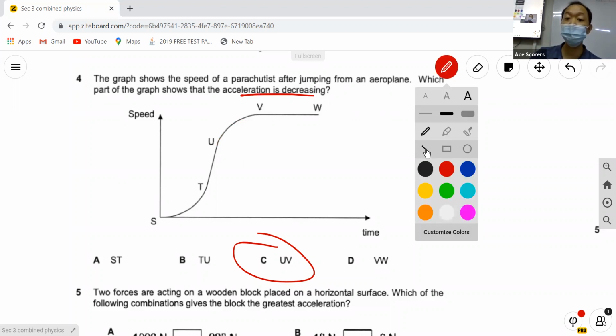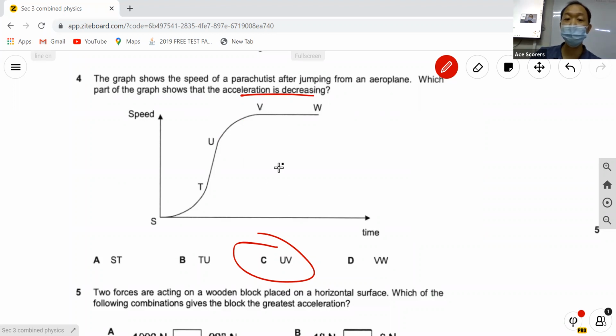Okay, so what do we do? Speed time graph, the gradient is the acceleration. So you look at the gradient here, quite steep, huh? Then you look at the gradient at V, it's not so steep. So it's decreasing. Very steep, then become not so steep. Do you understand? Gradient of a speed time graph is the acceleration.